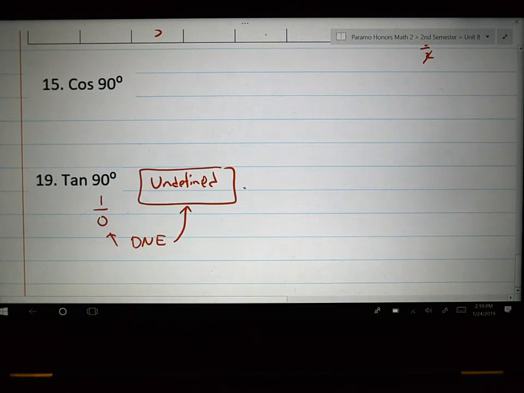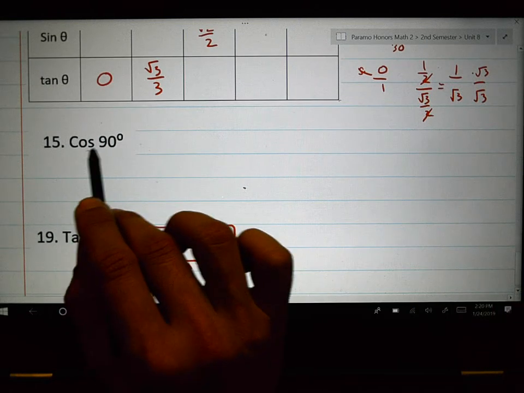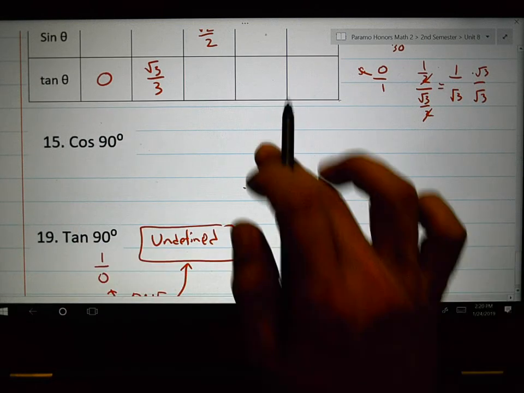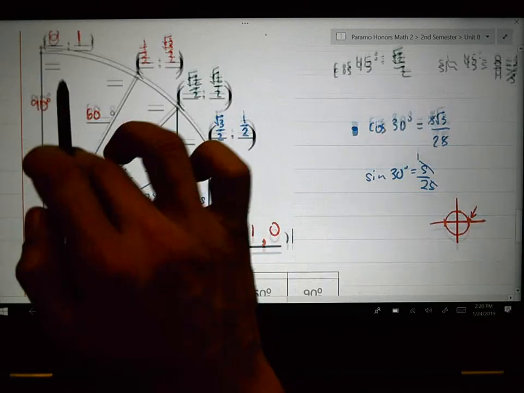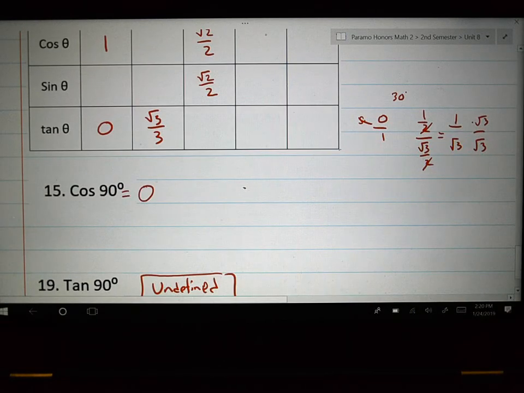Dividing by 0 would be like cutting something up into nothing-sized pieces. It's a weird concept. Think about trying to cut something up into smaller and smaller and smaller pieces. You would get an infinite result. Think about that. We'll define that more fully later. The cosine of 90 is the one straight up and down. What is the cosine of 90? 0 is okay. So we're going to end our notes right there.